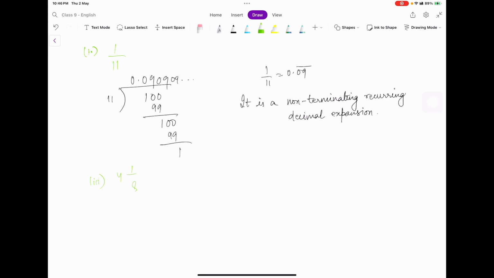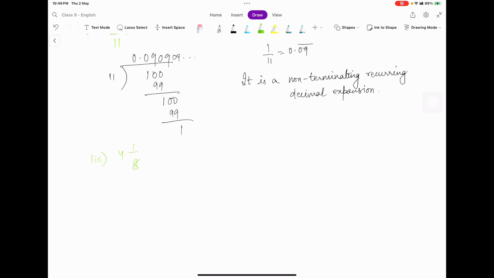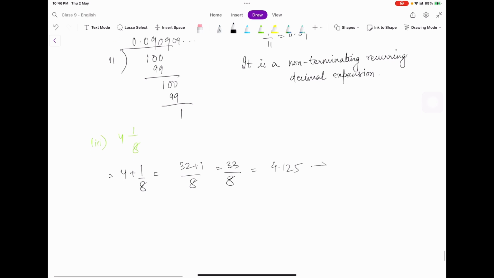Okay, 4 1 by 8. So you can write it as 4 plus 1 by 8. So that is 32 plus 1 by 8, 33 by 8. I am not doing the division. The division will come as 4.125. Since it ends, it is terminating. Finite quotient, terminating decimal expansion.